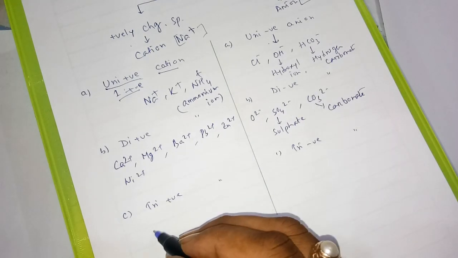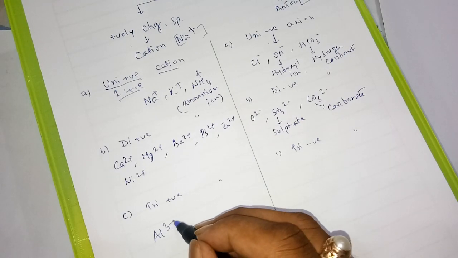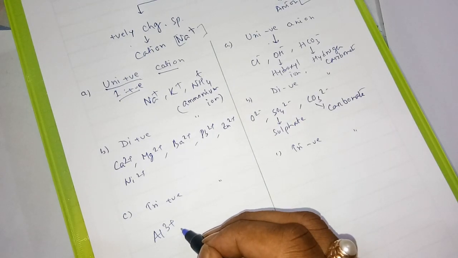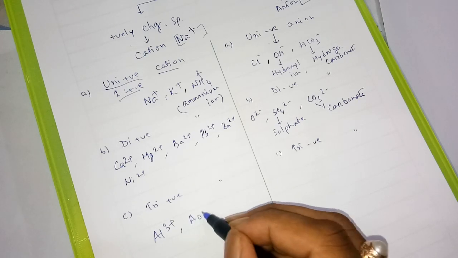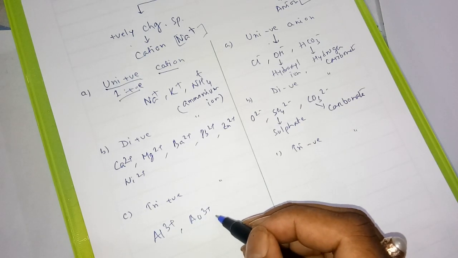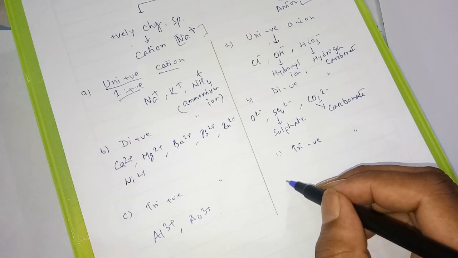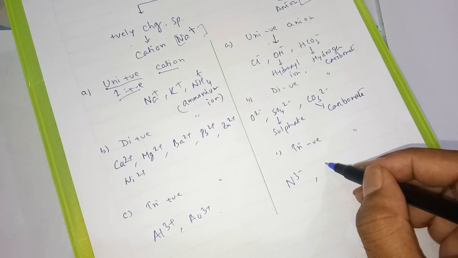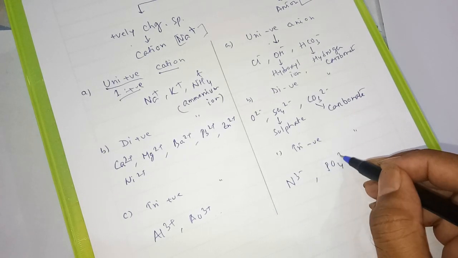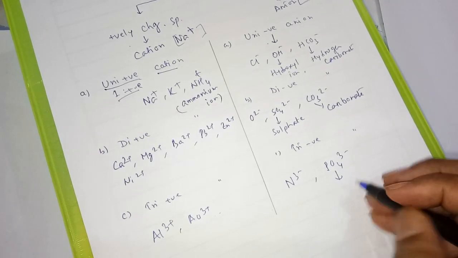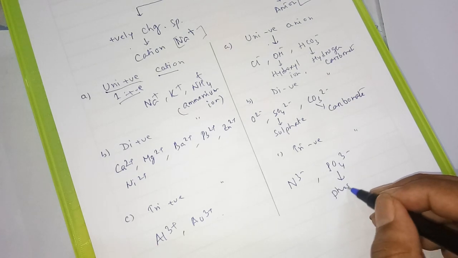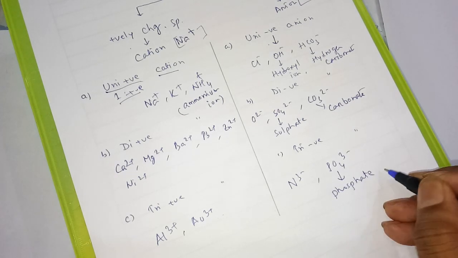Tri-positive: aluminum 3 positive, gold 3 positive. These are the tri-positive. And tri-negative ions, you can tell: N3 negative, PO4 3 negative. So this one is the phosphate ion.